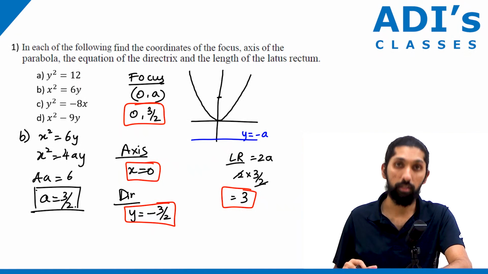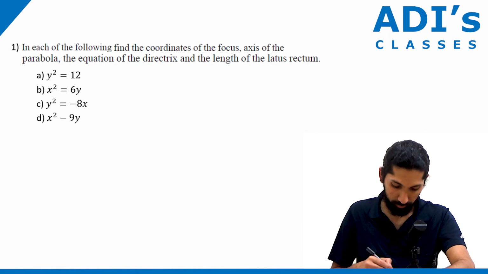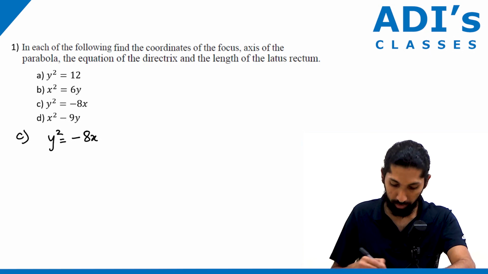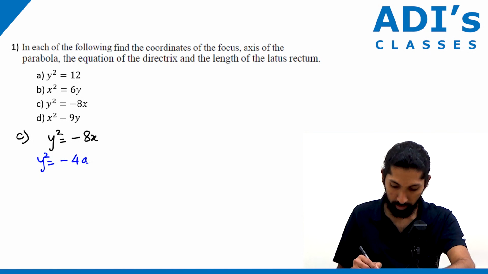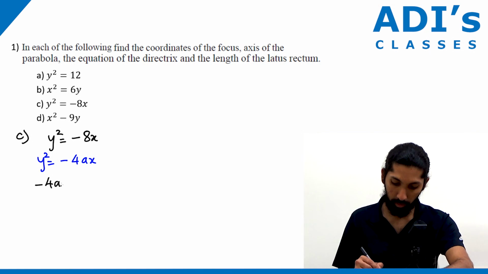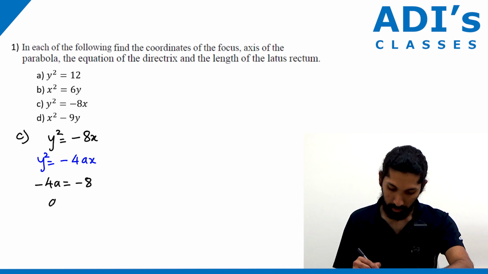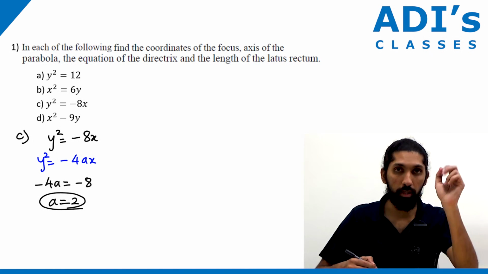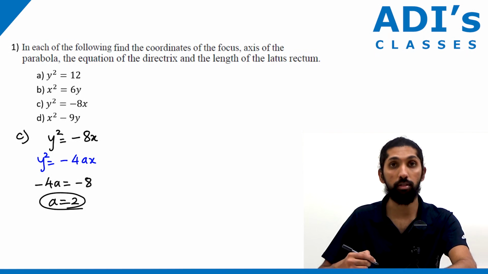Now let's do the third question. See the third one? You have y square is equal to minus 8x. So you can compare this with y square is equal to minus 4ax. Now what do you get? Minus 4a is equal to minus 8. So a is equal to 2. A value is 2.